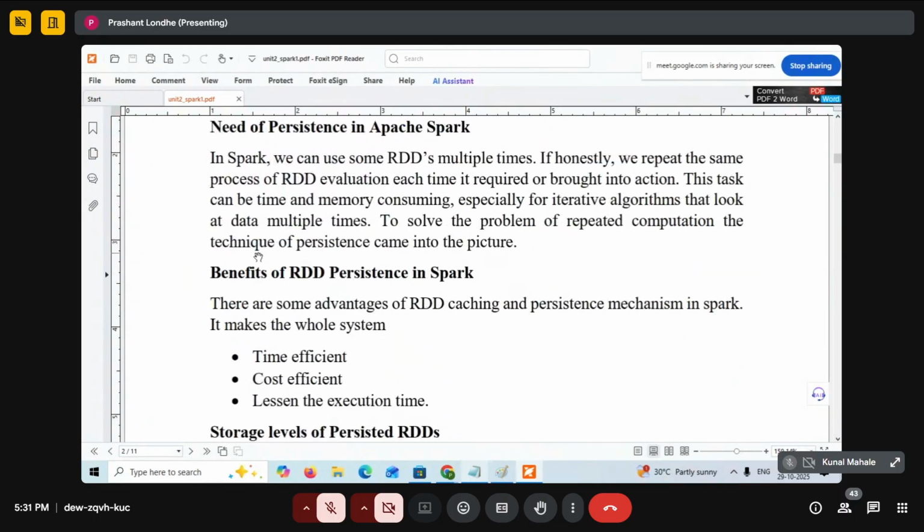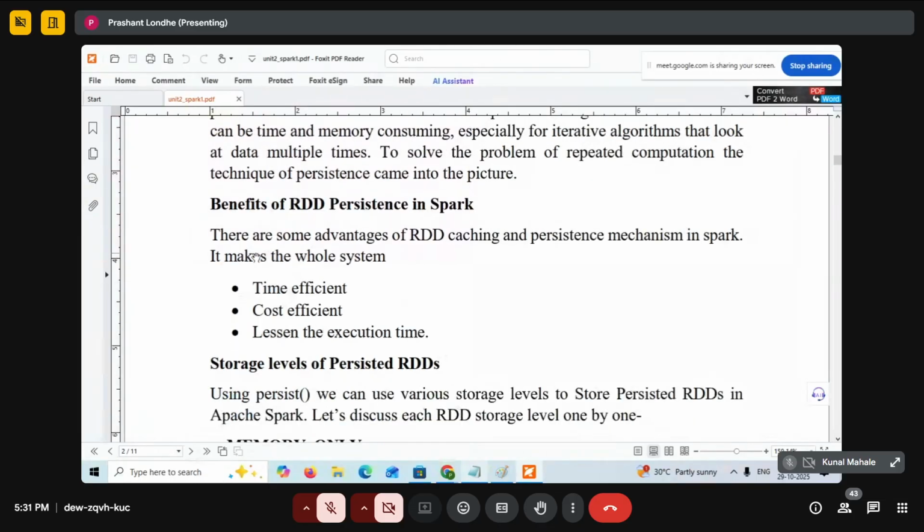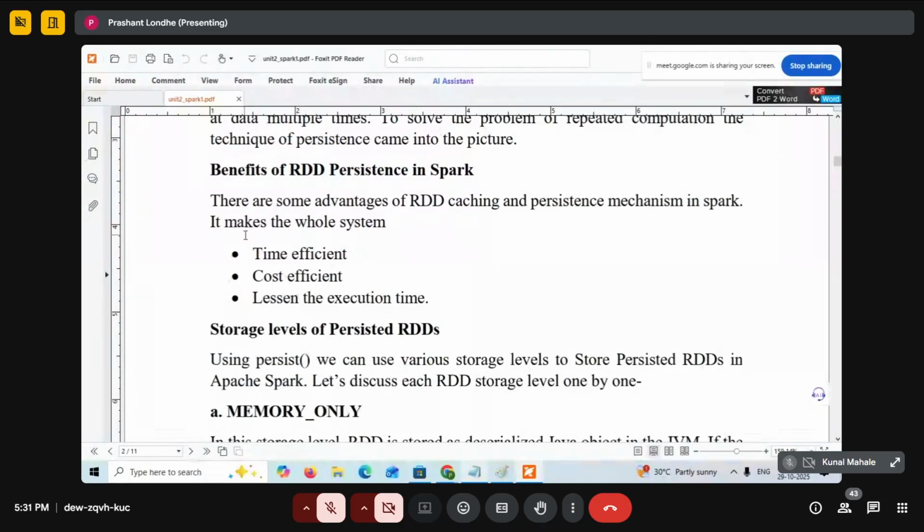Okay, so now we have explained the need of persistence, and the benefits are three. It is going to save your time, therefore it is time efficient. It is also going to save your CPU cycles, therefore it is cost efficient. And it is also allowing you to execute your particular method or task in less time, therefore it is a lessened execution time.